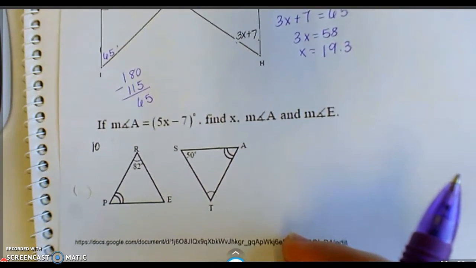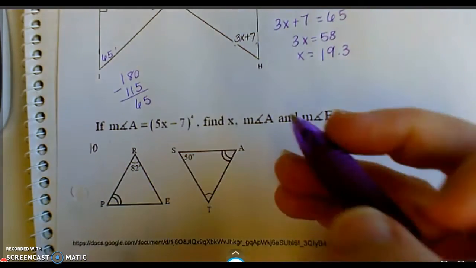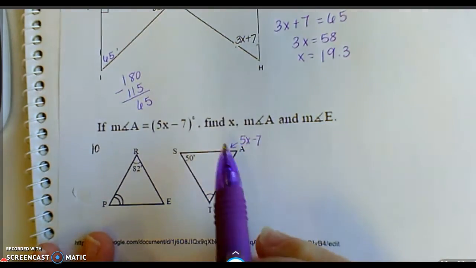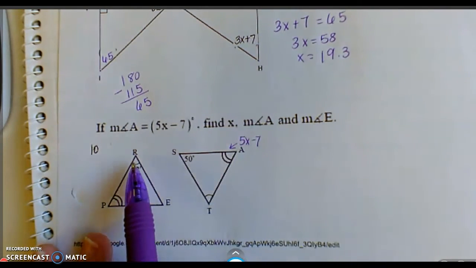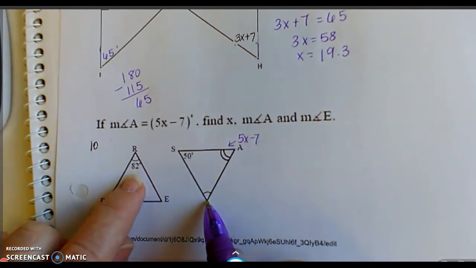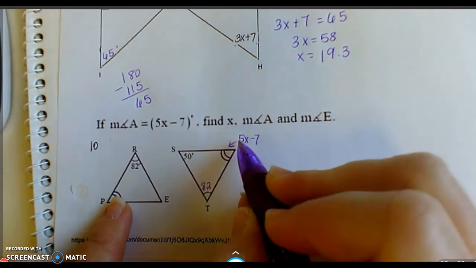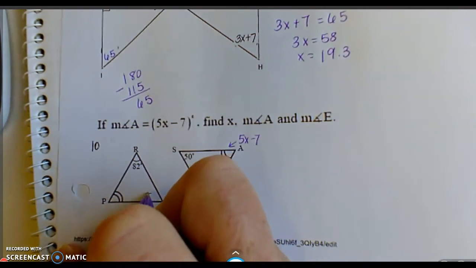All right. Last problem. So it tells me that measure of angle A, which is this angle right here, is 5x minus 7. It wants us to find x, find A, and find E. Okay? So let's look at the markings here. I know that these two are congruent, so I know that this is 82. This is whatever that is. And then the other angle, okay, so I know that this is 50.